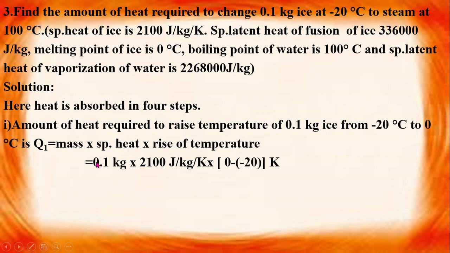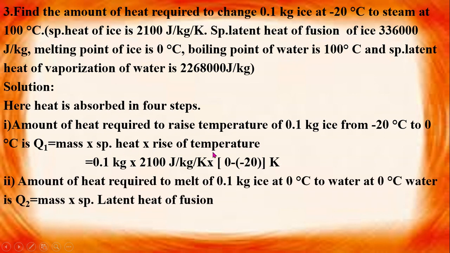So here mass equal to 0.1 kg, then specific heat of ice is 2100 joule per kg per Kelvin, and rise of temperature is 0 minus minus 20 Kelvin. So it becomes, you can put it here. At last we will solve it.